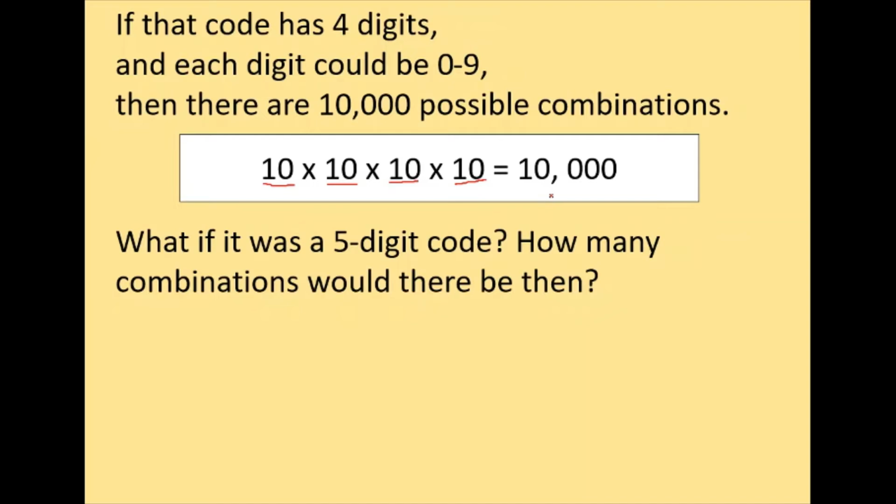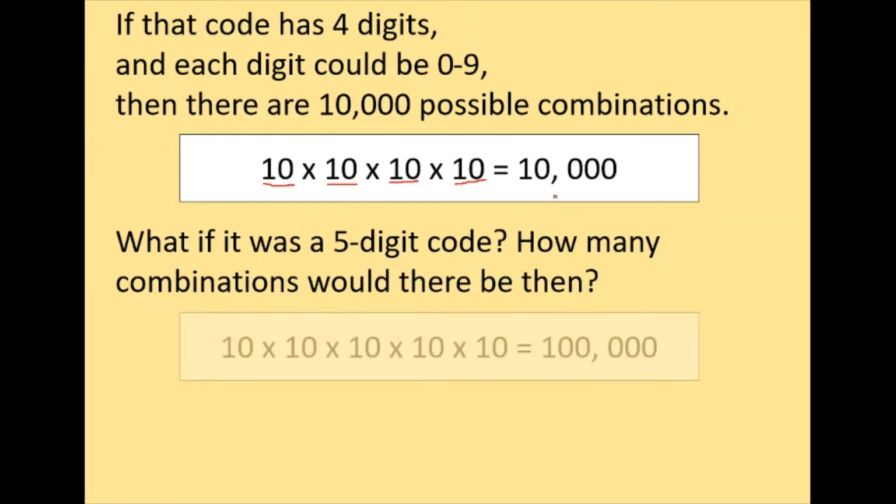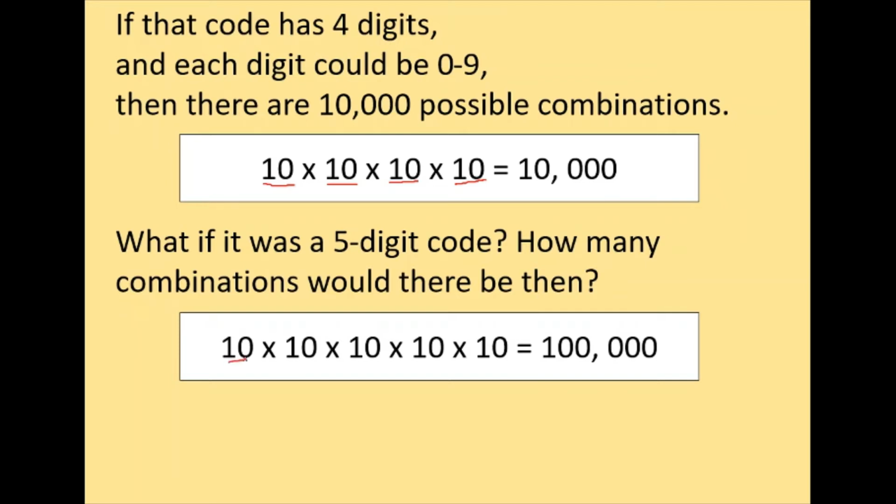Have a think now. What if it was a 5-digit code? How many combinations would there be then? Quick calculation. 1, 2, 3, 4, 5 tens all multiplied together, 100,000 different codes. So adding a single extra digit has given us 90,000 extra possible combinations, making it a much more secure code.